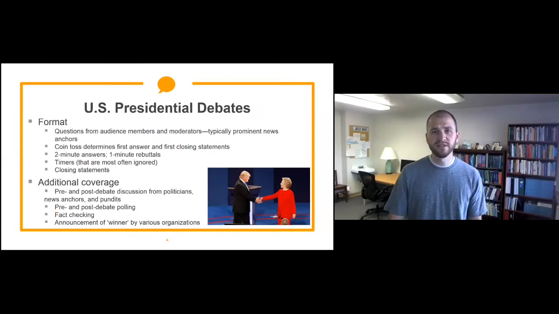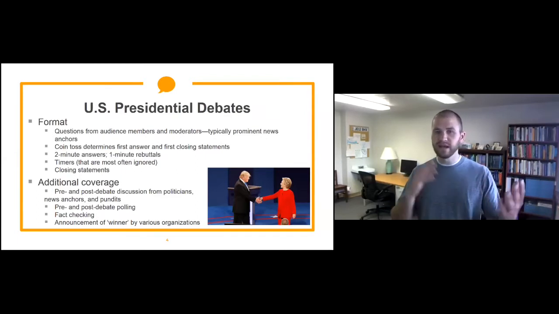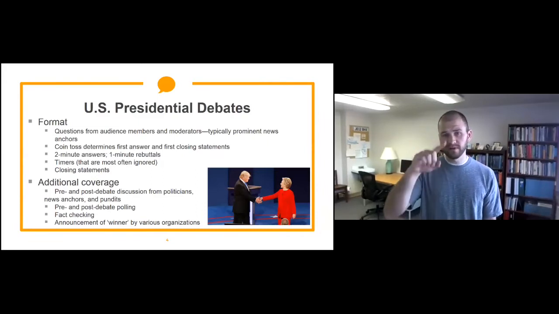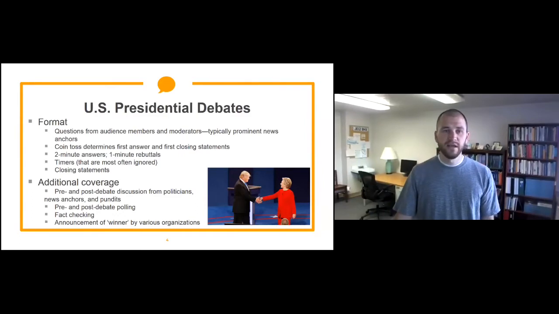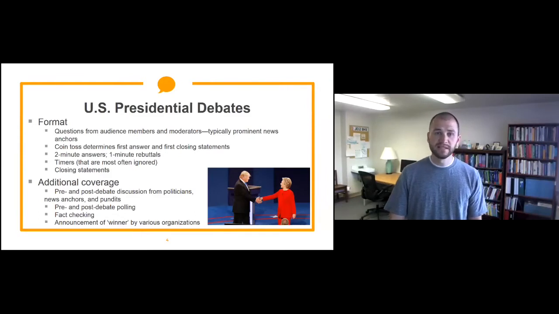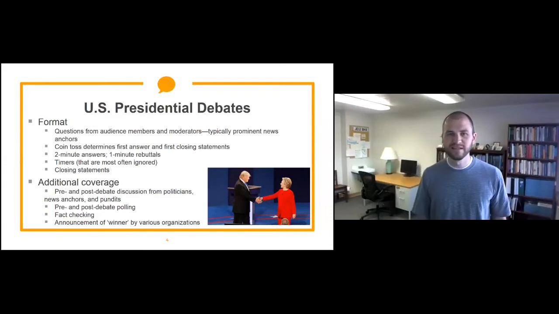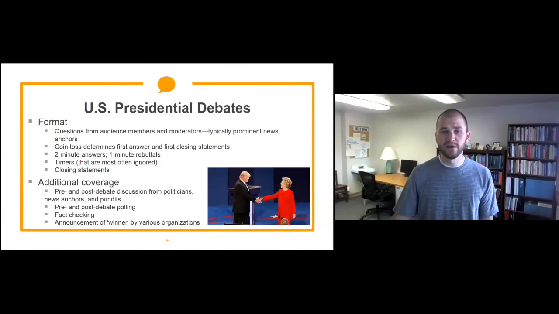There's also additional coverage that surrounds the debate. So there's pre-debate discussion from politicians and pundits. There's also post-debate analysis that comes in various forms. There's almost always pre- and post-debate polling. So they'll poll viewers before and after to see if the debate has moved them in terms of their opinion about the candidates at all. There's also fact-checking, and this is going to be important later in the talk. There are professional fact-checkers that look to verify statements made by the 2 candidates. And then in some cases, there's an announcement of a winner by various organizations, and they don't always agree on who the winner is, but they do try to say who they think performed better during the course of the debate.